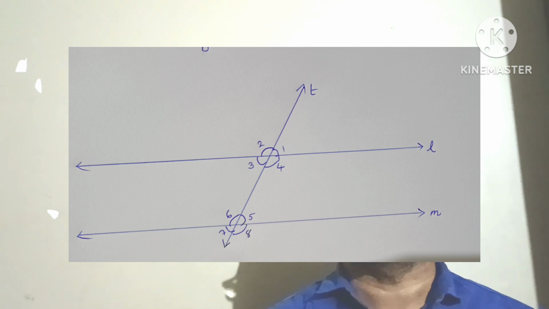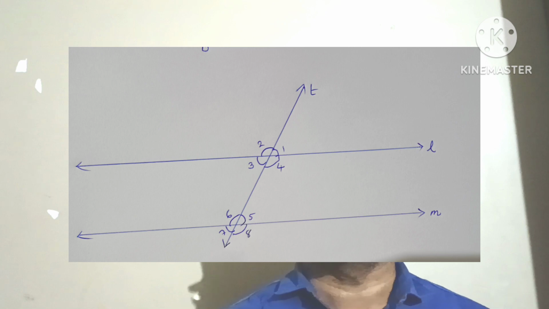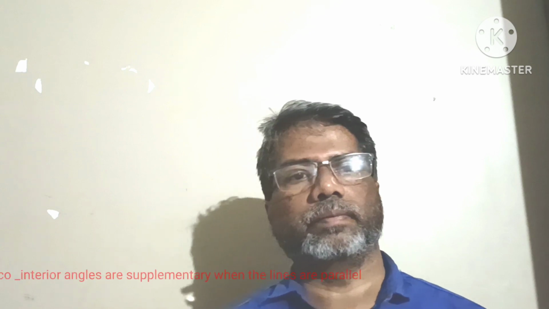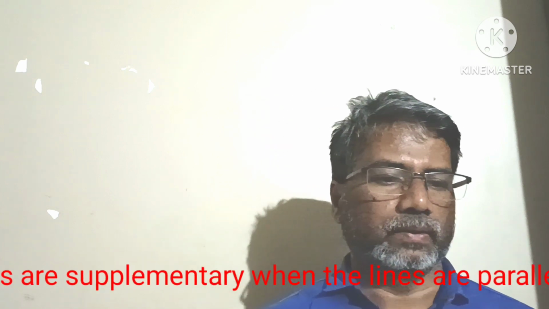The property of these angles is that they are always supplementary. What is meant by supplementary? The sum of the measures of these angles is 180 degrees.